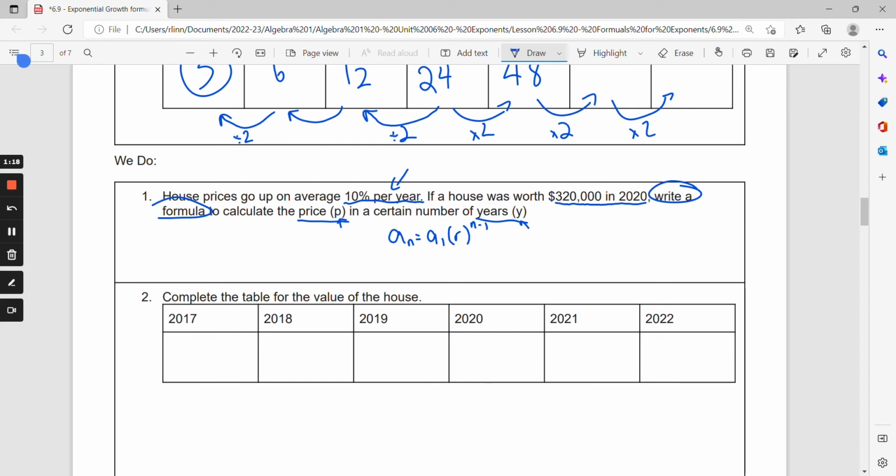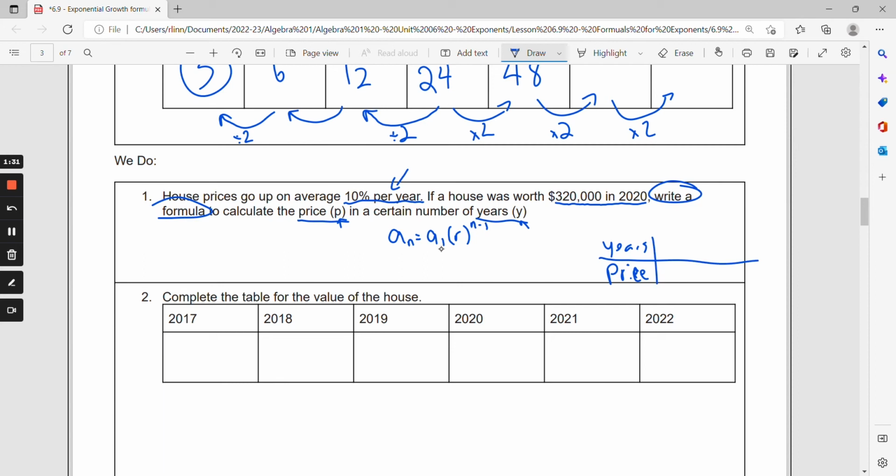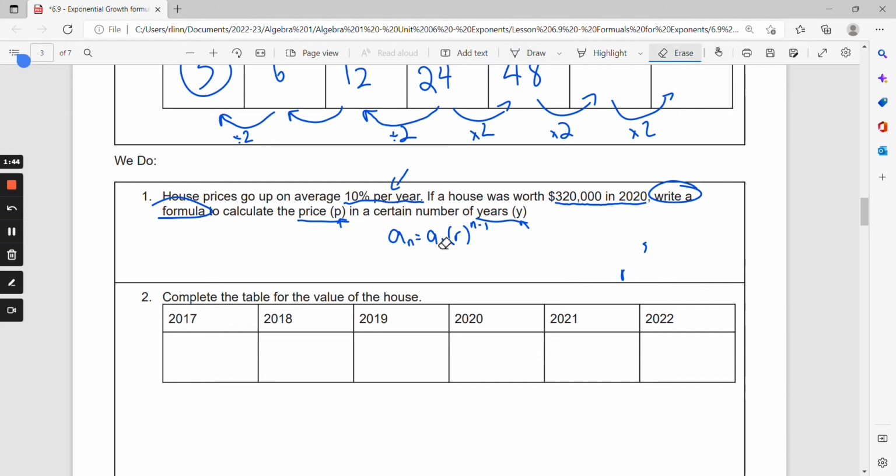Now let's go ahead and substitute things in. So I know that the price is the thing. If I've got a list of the years and the price, I know that the price is going to be my a sub n. That's going to be the terms in my sequence. And the years, that's going to be my number. So the certain one is going to be my n. So in place of those specific variables here in my formula, I'm going to go ahead and substitute those in.